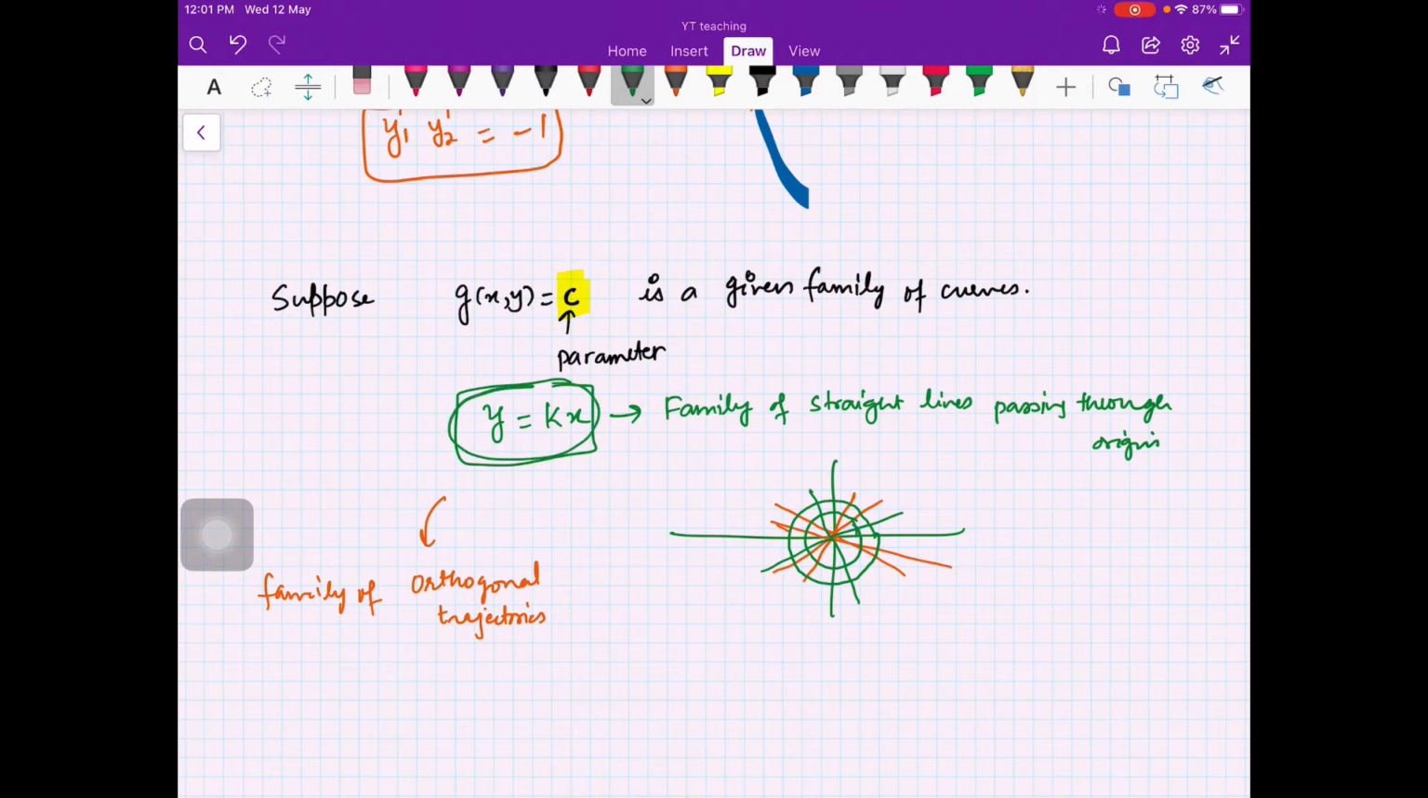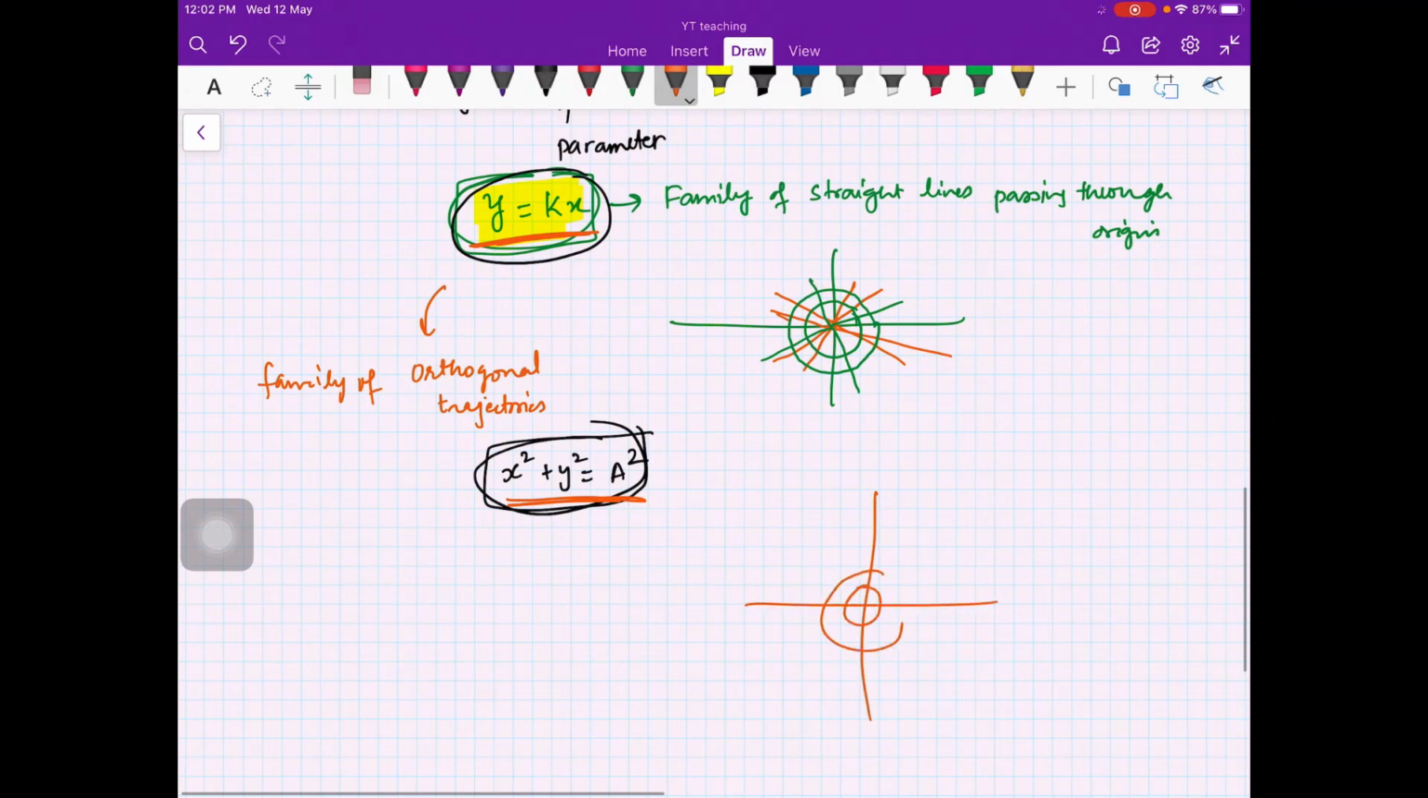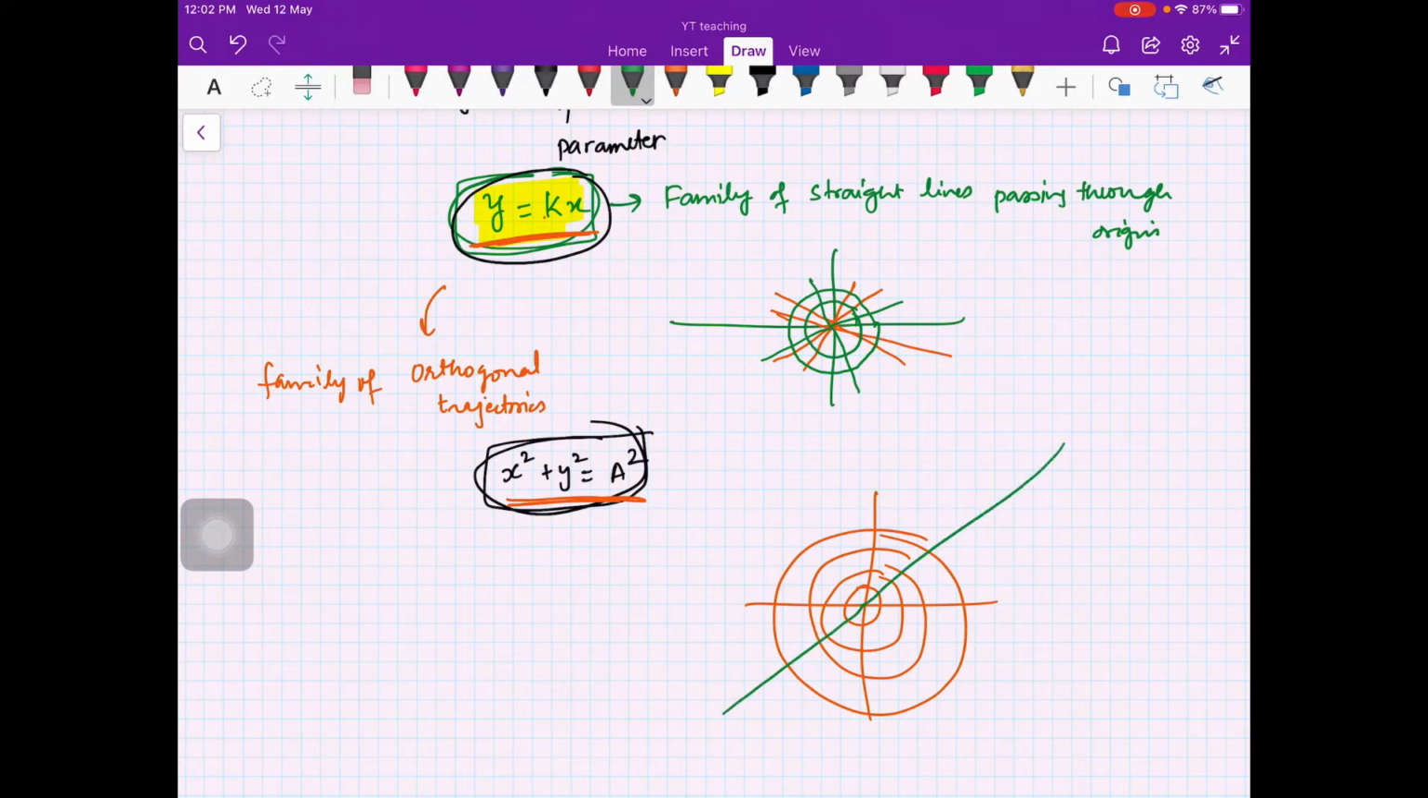So you see what we have: this family here, y is equal to kx, and then I have another family, x square plus y square is equal to a square, right? If I draw this family and this family, every member of this family is orthogonal to each member of this family. Can you see? If I draw circles and you just draw one member of the family, a straight line, it is orthogonal everywhere. Everywhere you are getting a 90-degree angle. So every member of this family is orthogonal to each member of this family. Similarly, every member of this family is orthogonal to each member of this family.